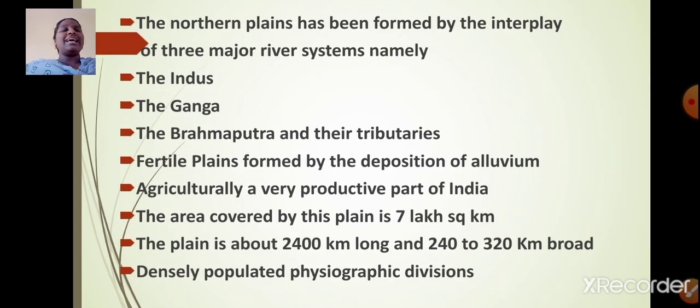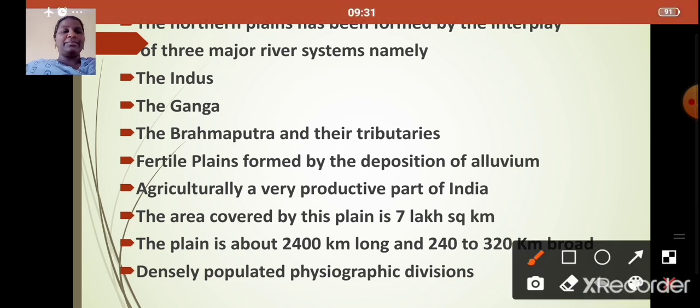The Northern Plains has been formed by the interplay of three major river systems, namely the Indus, the Ganga, the Brahmaputra and their tributaries. The Northern Plains has been formed by the deposits brought down by these three major rivers, that is the Indus, the Ganga, Brahmaputra and their tributaries. Northern plains are the fertile plains formed by the deposition of alluvium. Need to remember this.